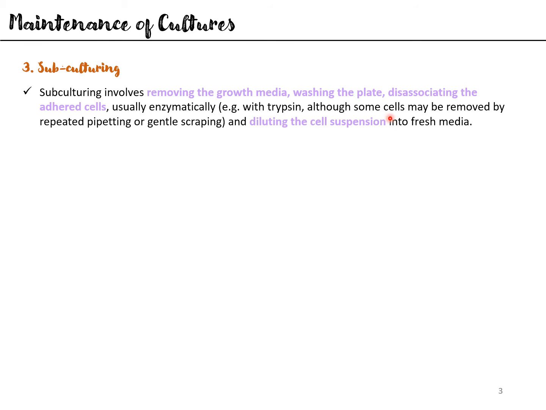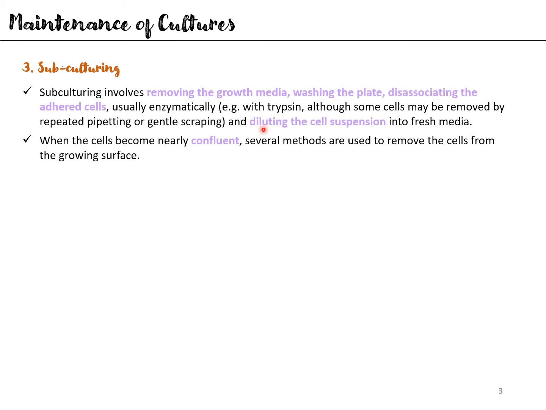Although some cells may be removed by repeated pipetting or gentle scraping. So this would fall under the purview of mechanical disruption. But keep in mind that mechanical disruption is more harsh for the cells and therefore would not really be preferred because it would affect the health of the cells. So once you have dissociated the cells, then you dilute the cell suspension into fresh media.